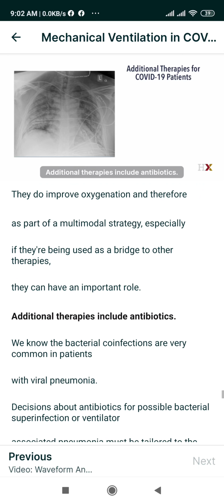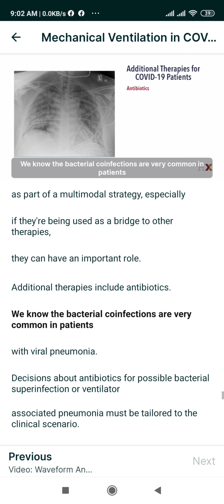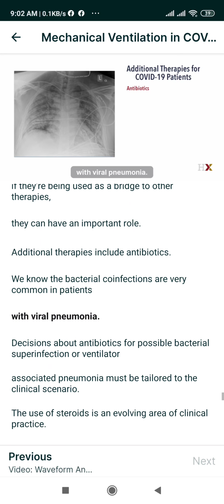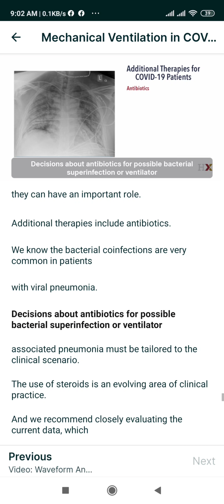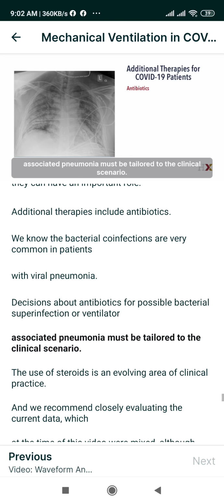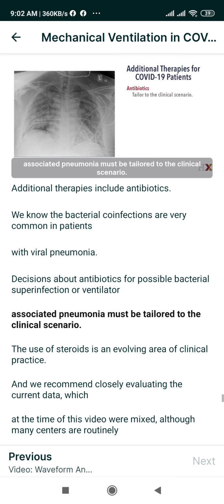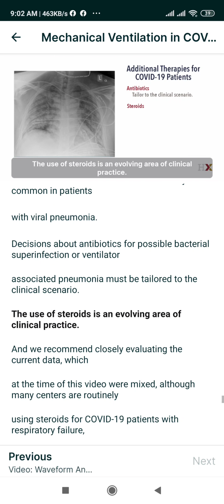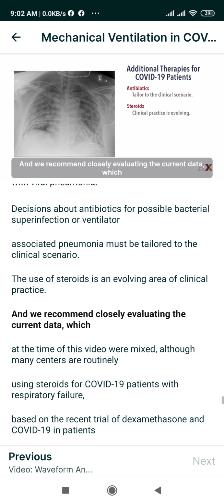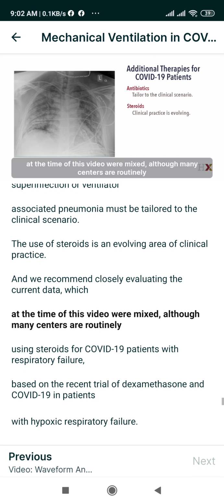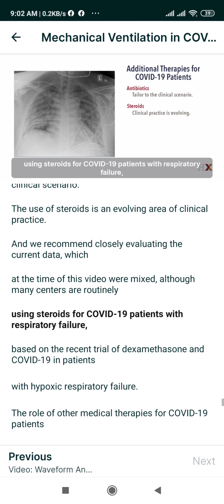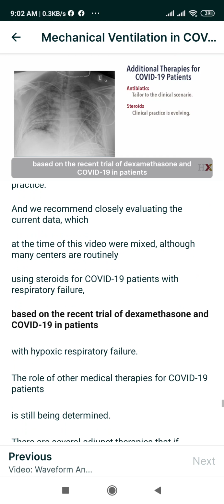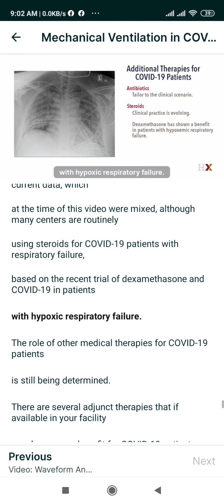Additional therapies include antibiotics. We know that bacterial co-infections are very common in patients with viral pneumonias. Decisions about antibiotics for possible bacterial superinfection or ventilator-associated pneumonia must be tailored to the clinical scenario. The use of steroids is an evolving area of clinical practice, and we recommend closely evaluating the current data, which at the time of this video were mixed, although many centers are routinely using steroids for COVID-19 patients with respiratory failure based on the recent trial of dexamethasone in COVID-19 in patients with hypoxemic respiratory failure.